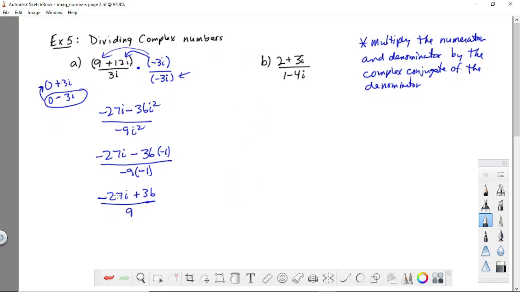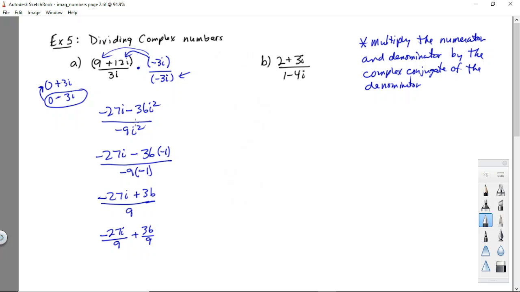And for complex numbers, you don't leave them like this, but we take each of those over the 9. So we have negative 27i over 9, and we have 36 over 9, sorry. Kind of looked like 3b, but... And let's see, I'm going to get rid of this, if I can. That'll give us a little more room.